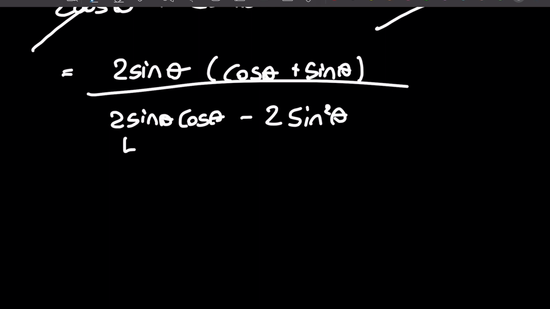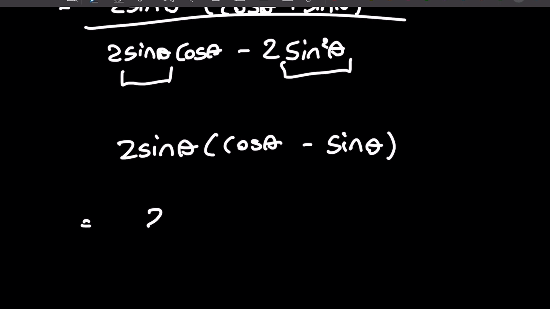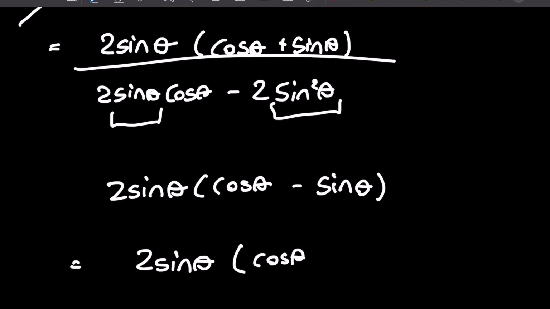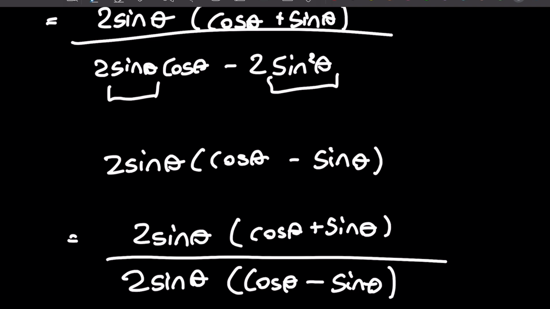Now if you notice, the sine theta is common to both, so we can factor this out, and that would give us 2 sine theta times cos theta minus sine theta. So this whole thing would equal 2 sine theta times cos theta plus sine theta on the numerator, and on the denominator we would have 2 sine theta times cos theta minus sine theta. Whew, this is a lot of writing, that is for sure. Now what can we do?